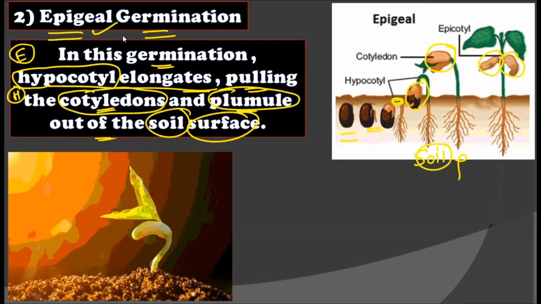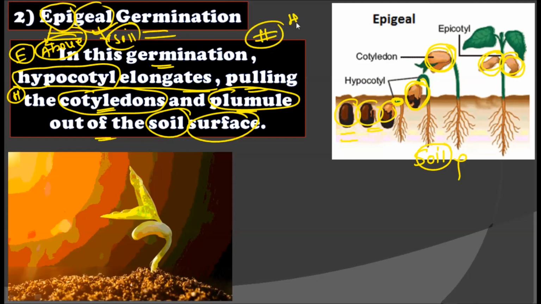So in the epigeal germination, the cotyledons come out of the soil surface. The word epigeal again has a meaning: epi means above, while geal means soil, the one which is above the soil. So the cotyledon in the epigeal germination goes above the soil. And again, this is a very basic difference between the hypogeal and epigeal germination: in hypogeal, the cotyledons remain below the soil, while in epigeal, the cotyledon goes above the soil.